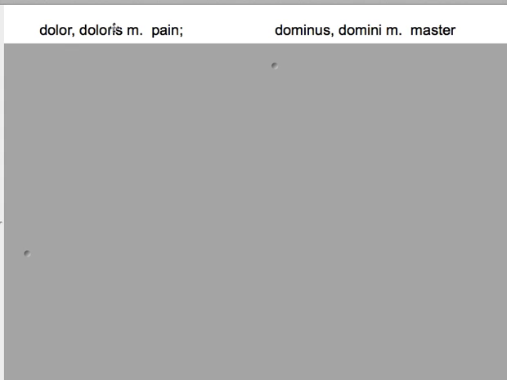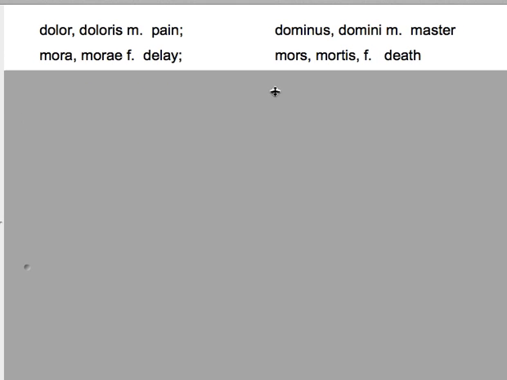We have dolor, doloris masculine, which means pain, and dominus, domini masculine, which means master. Okay? Then we have mora, morae feminine, which means delay, and mors, mortis feminine, which means death. Now, at this point, we're going to stop and point out what declensions these belong to. Since this is dolor, doloris with an is, that means it's third declension. Similarly, all the way over here, mors, mortis with the is, that means it's third declension.